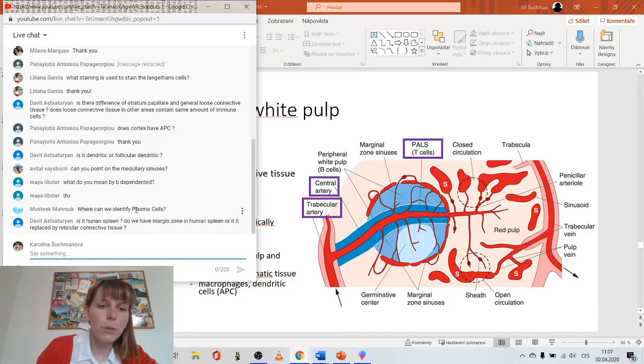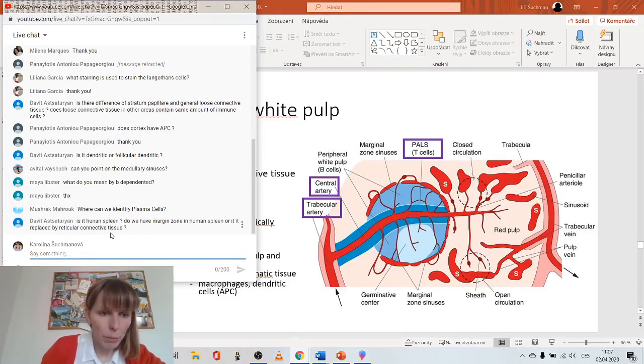So first of all, for the plasma cells, you just have to recognize them on pictures from electron microscope. But they would be present, for example, in the activated centers of the B lymphocyte dependent areas, so the lymphatic follicles, or in the blood as well. And about the spleen question, do we have margin zone in human spleen?